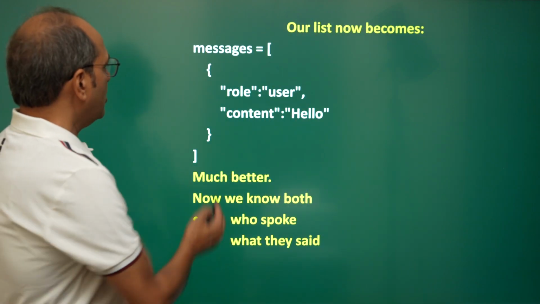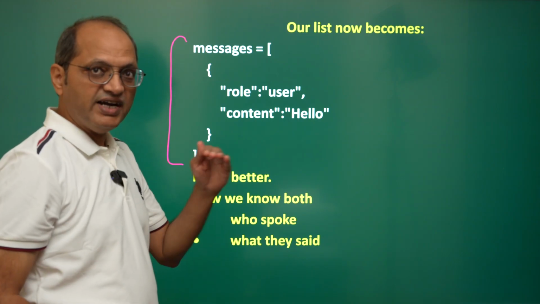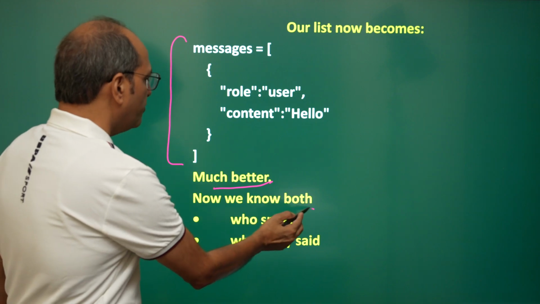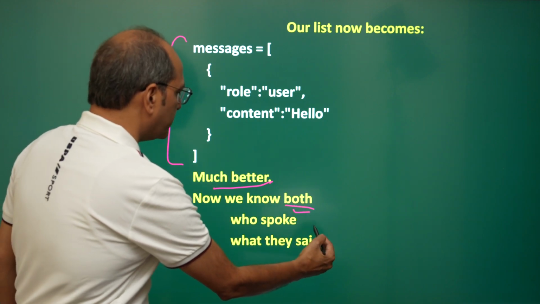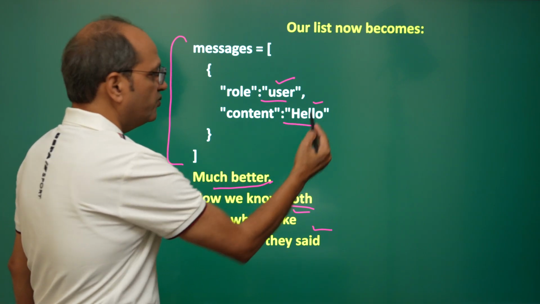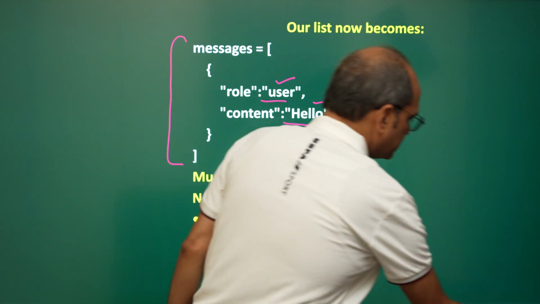So our list now becomes this. So this will become our list once we do the append operation. Much better. Now we know both who spoke and what they said. Both the information is stored in the messages.